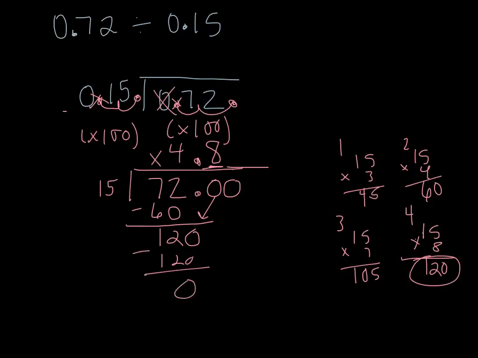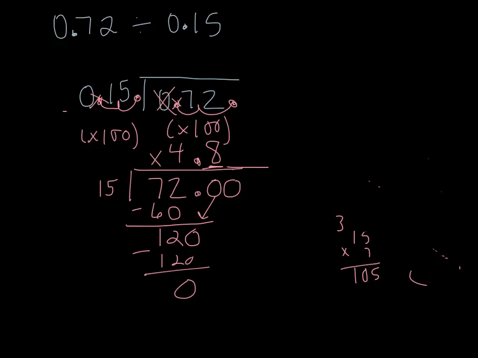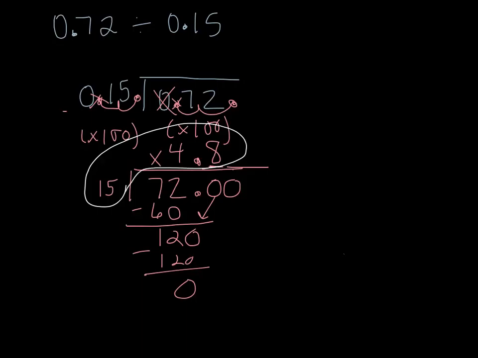When I subtract, I get 0, and I don't need to bring down any more numbers because I have no remainder, no numbers left over. So I'm going to erase my scratch work over here. And the last thing I need to do is check that my answer is the same and correct with multiplication. So, multiplying my outside numbers, 4 and 8/10 times 15.